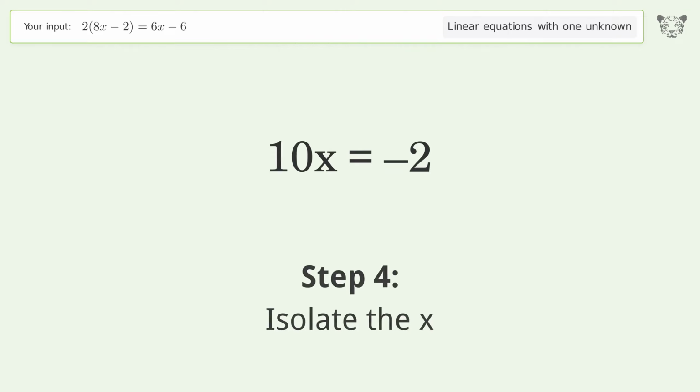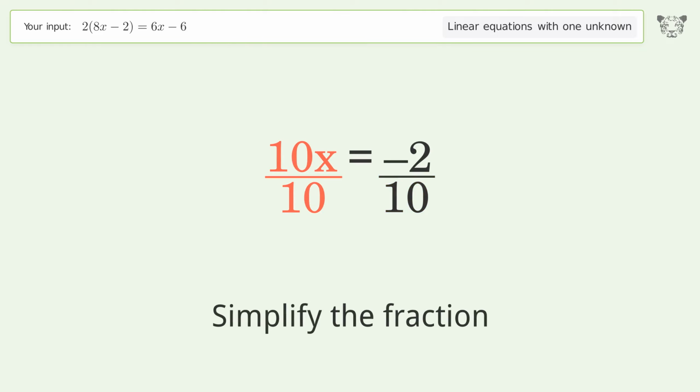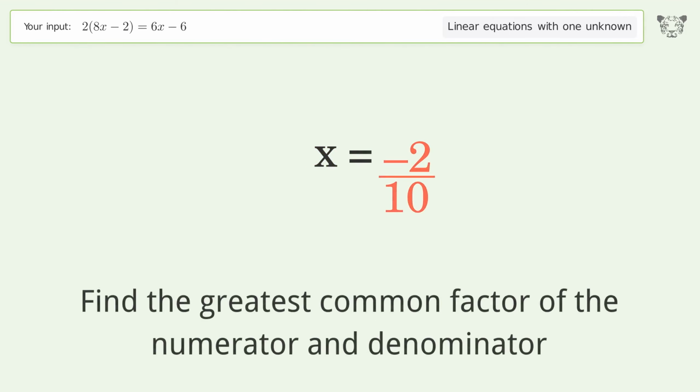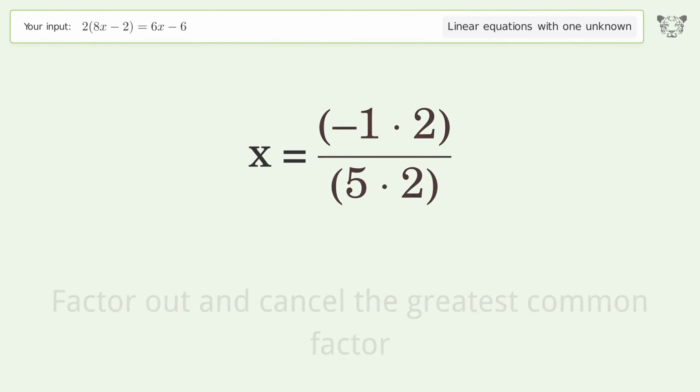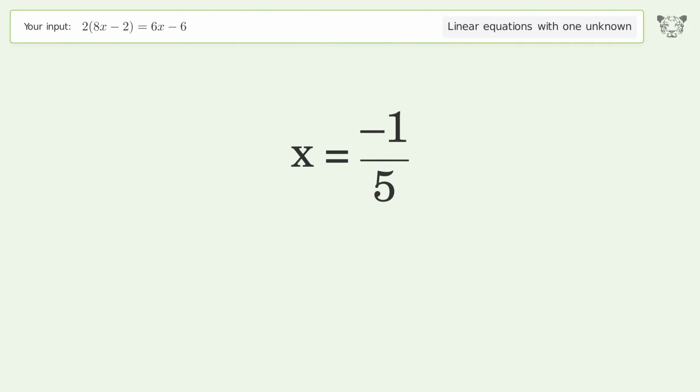Isolate the x. Divide both sides by 10. Simplify the fraction. Find the greatest common factor of the numerator and denominator. Factor out and cancel the greatest common factor. And so the final result is x equals -1/5.